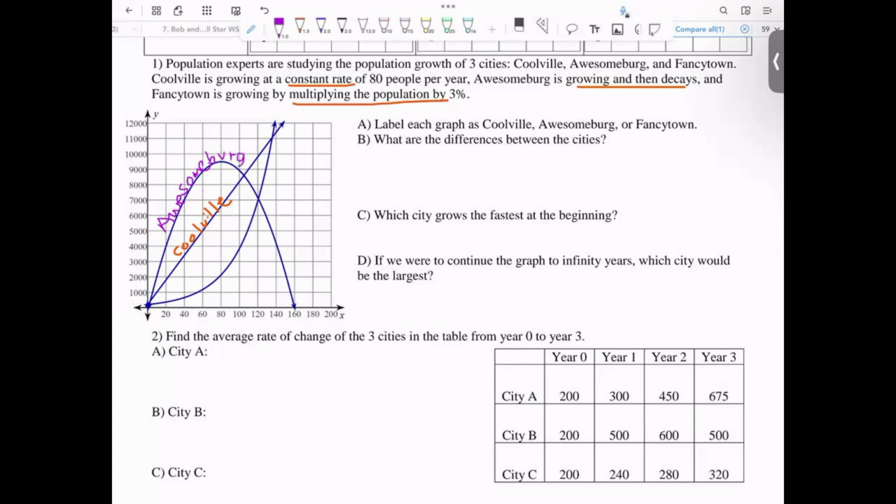All right, and then we have Fancytown is growing by multiplying the population. So anytime it's multiplying, that's going to be exponential. So that's going to be this curved one here. All right, so we labeled each one. We want to know what are the differences between these cities. So Coolville is going to be linear.